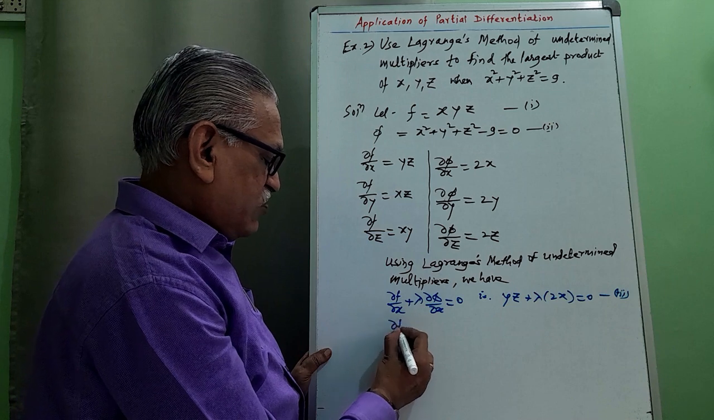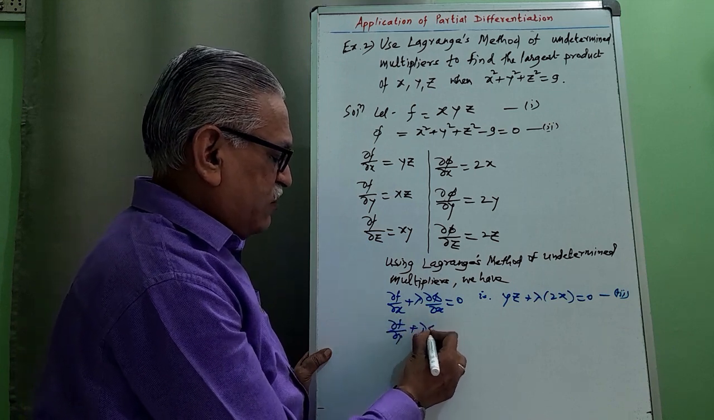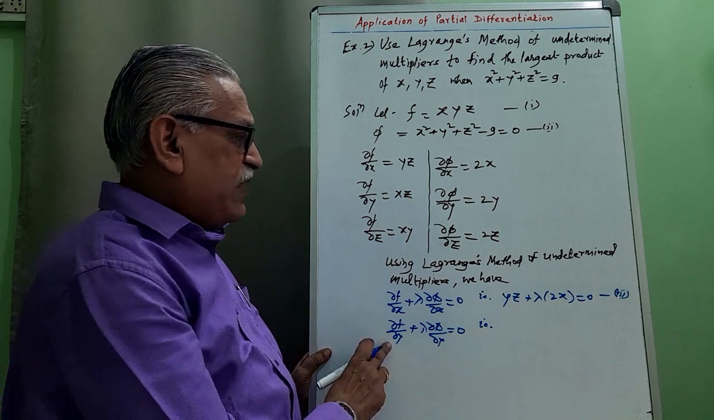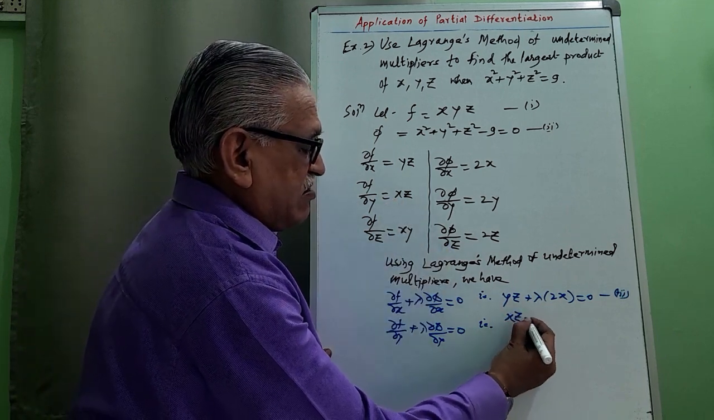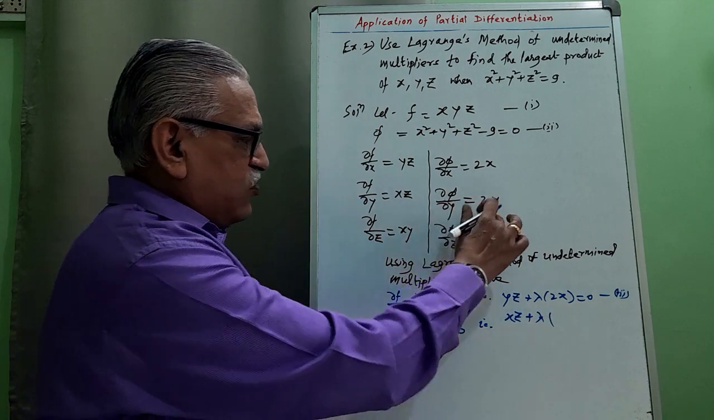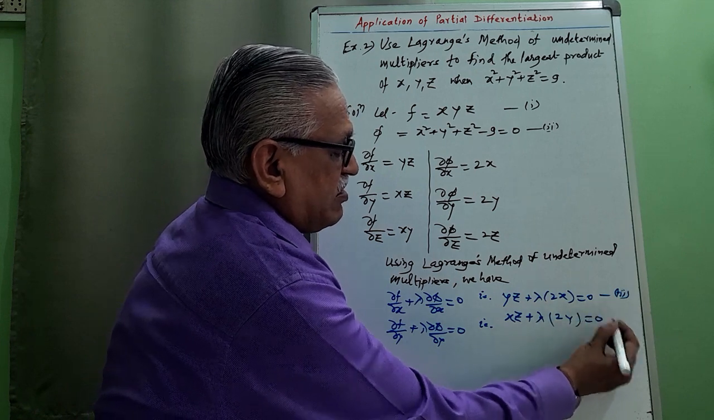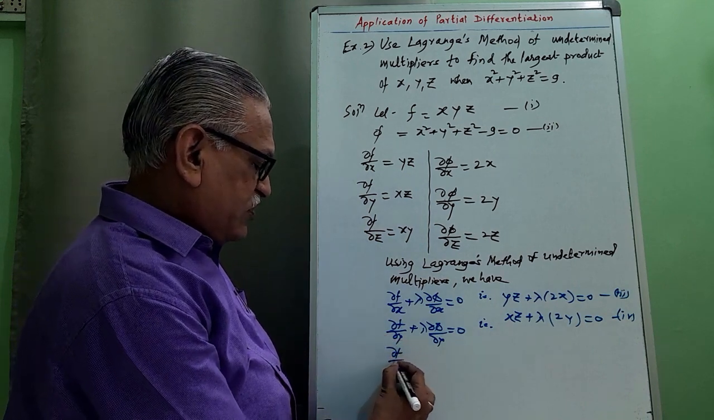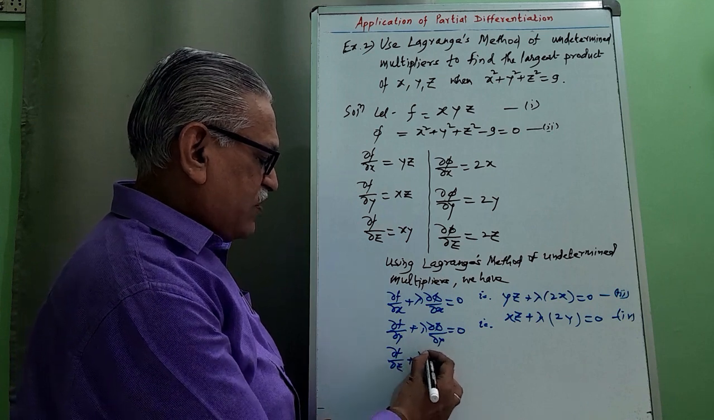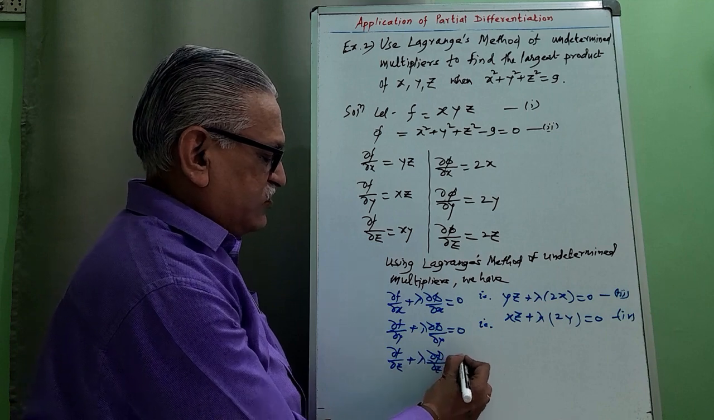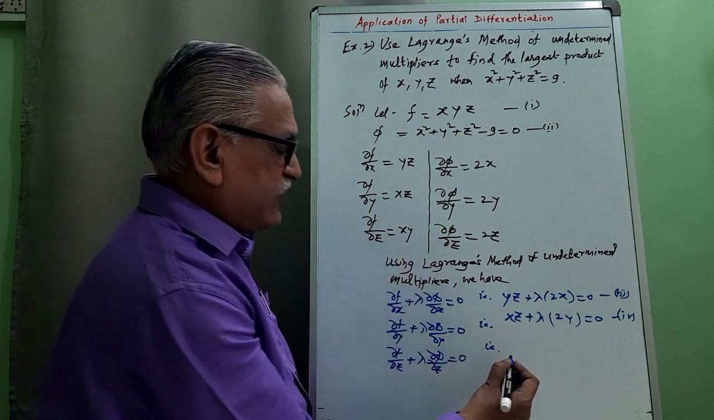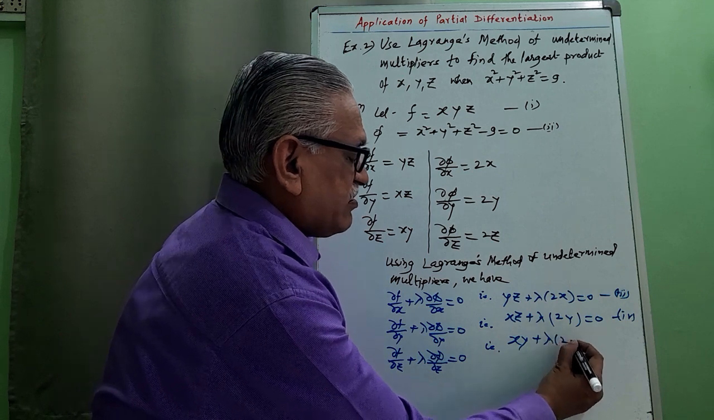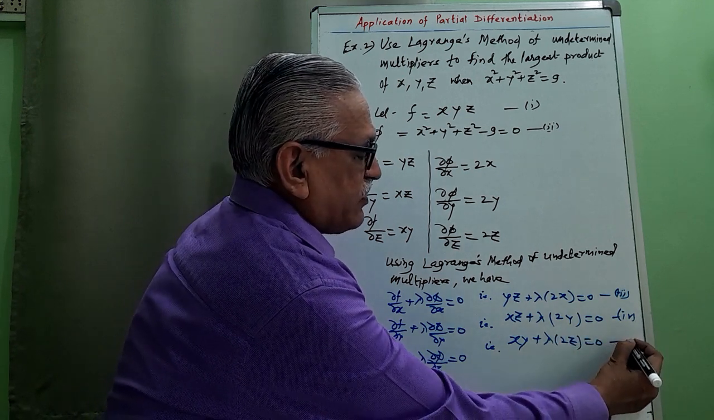Then the second equation, dou f by dou y plus lambda into dou phi by dou y equal to 0. That is, dou f by dou y is xz plus lambda into dou phi by dou y, that is 2y, equal to 0. Equation number 4. Then the third equation, dou f by dou z plus lambda into dou phi by dou z equals 0. That is, dou f by dou z is xy plus lambda into dou phi by dou z, which is 2z, equal to 0. We get equation number 5.